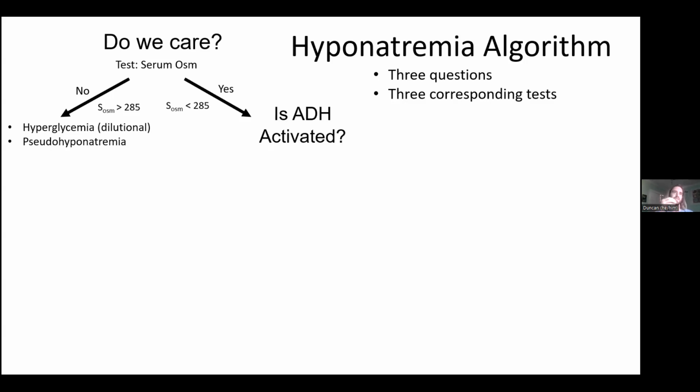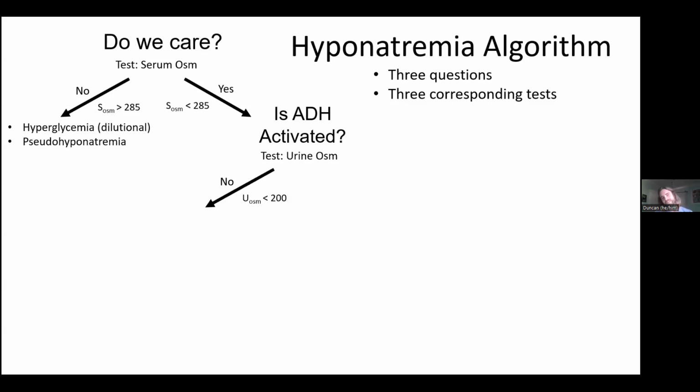And then the second question we ask is, is ADH, antidiuretic hormone, activated? So ADH places aquaporin channels in the collecting tubule, I want to say. And so it's responsible for free water resorption. In order to see whether or not ADH is being activated, we look at the urine osmolality. So if ADH is activated, the kidneys are trying to pull back on free water, and so the urine itself will be very concentrated.